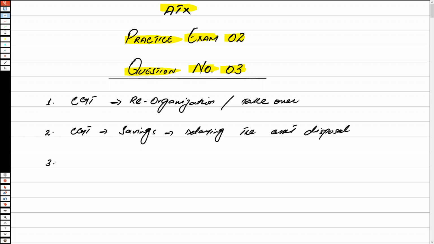And in the third requirement, which is also for 8 marks, the examiner has asked you about capital gain taxes and IHT implications for 2 persons. You need to discuss IHT and CGT implications for 2 persons. So that's the background of the question and the relevant areas which are examined in this practice exam 2, question number 3.